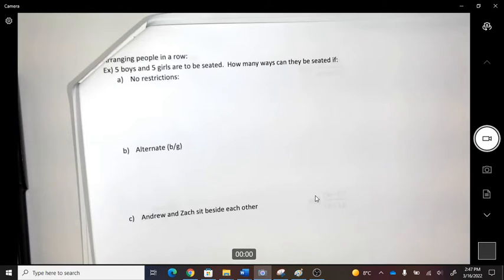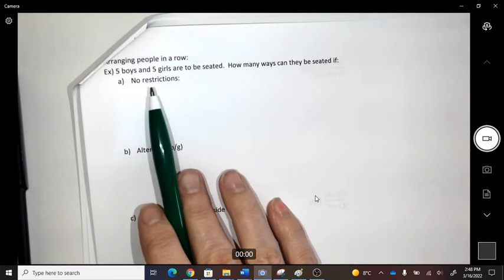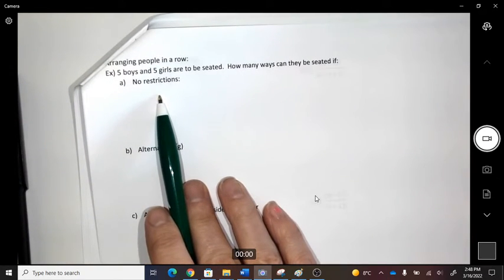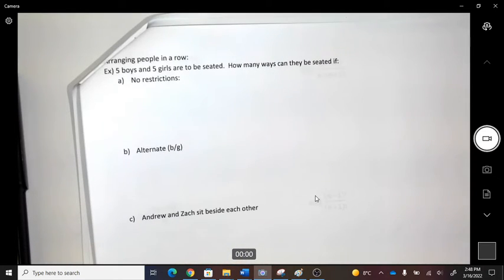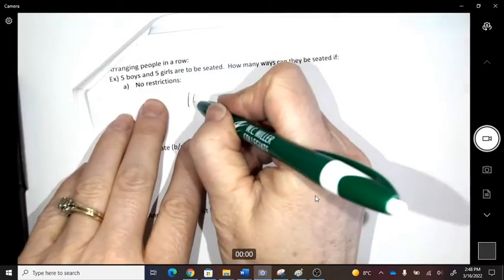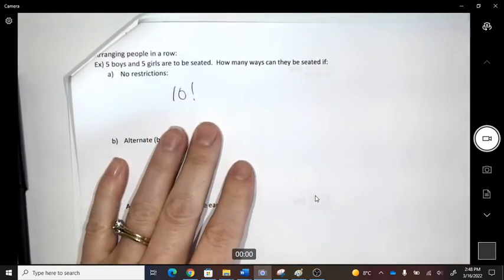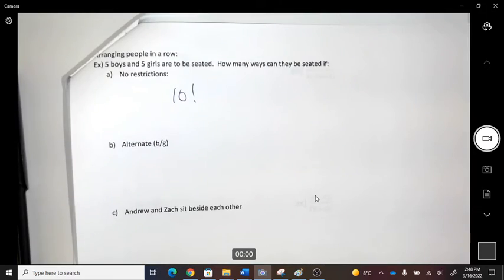Five girls, and you're trying to put them into a seating situation. Pretend you're in the front row of an audience. How many ways could I arrange them if there's just no restrictions? Okay, so how many people am I moving around? On this question, I'm just asking if there's no restrictions, I'm just moving 10 people around. So what am I going to do if I'm arranging 10 people? 10 factorial.